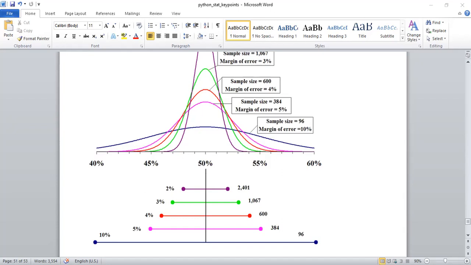So for this reason, you can use a sample calculator which can ignore the population size when it is large or unknown. Population size is only likely to be a factor when you work with a relatively small and known group of people.